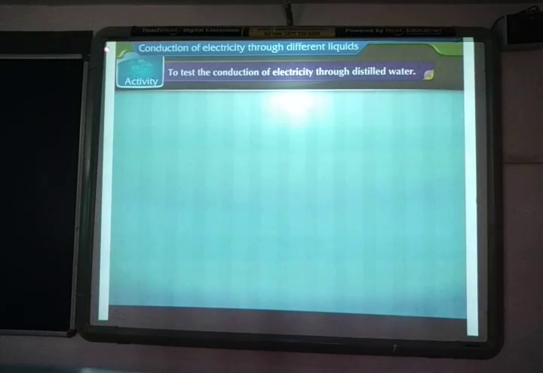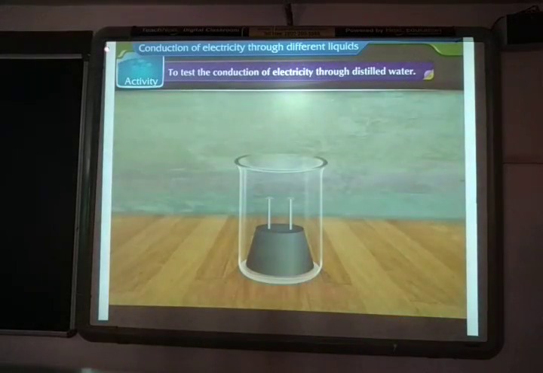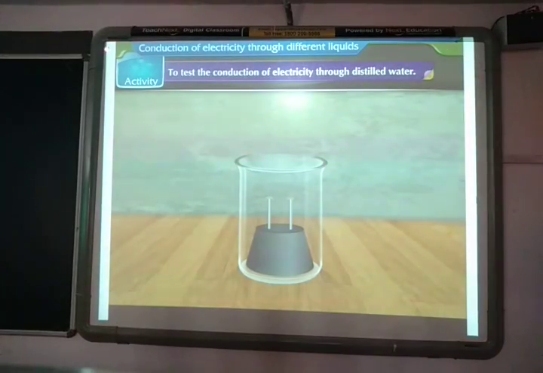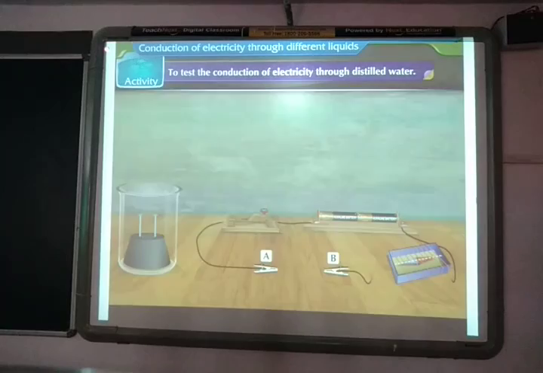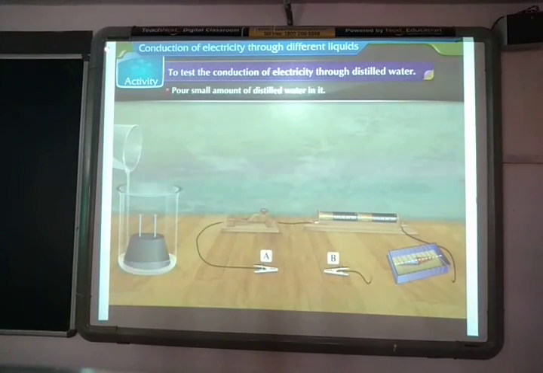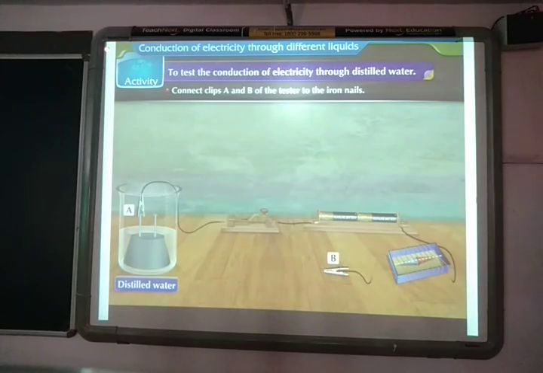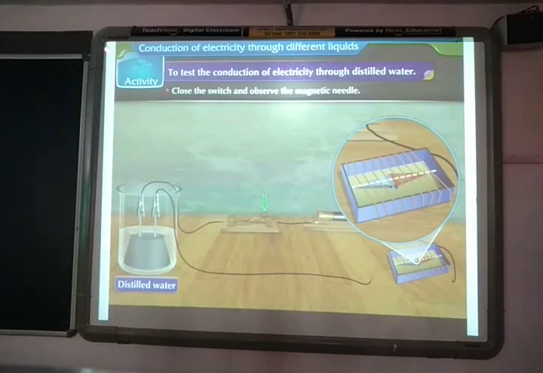Let us now test the conduction of electricity through distilled water by performing an activity. Take the beaker having rubber core with iron nails fixed on it. Now, pour a small amount of distilled water in it. Connect clips A and B of the tester to the iron nails. Close the switch and observe whether the magnetic needle shows deflection or not. You will observe that the magnetic needle does not show deflection.